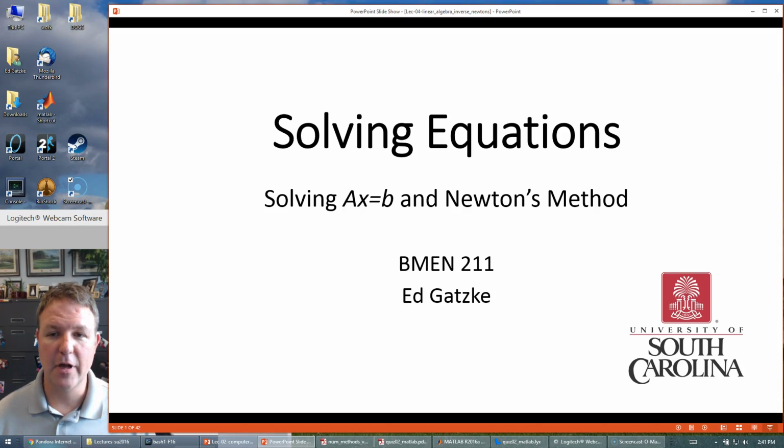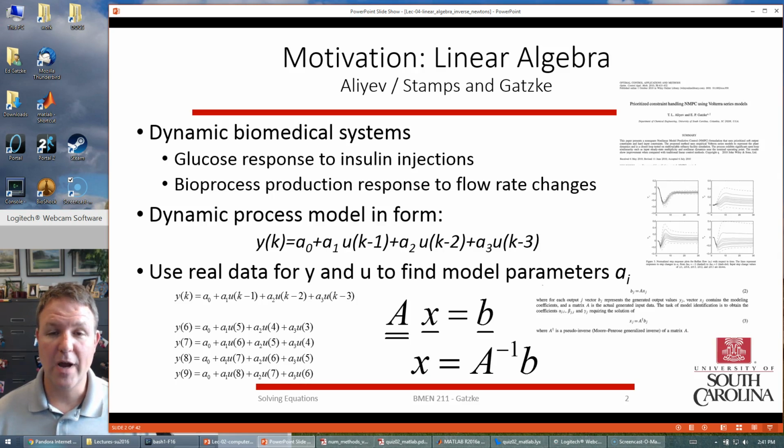Today we're talking about solving equations. Two different types of equations that we like to solve: sets of linear equations in the form Ax = b, and also Newton's method, which is useful for solving nonlinear single-valued functions.